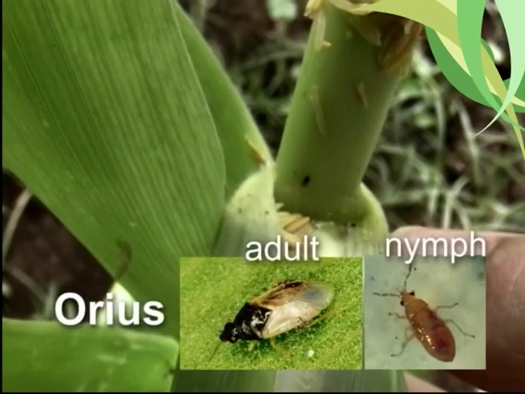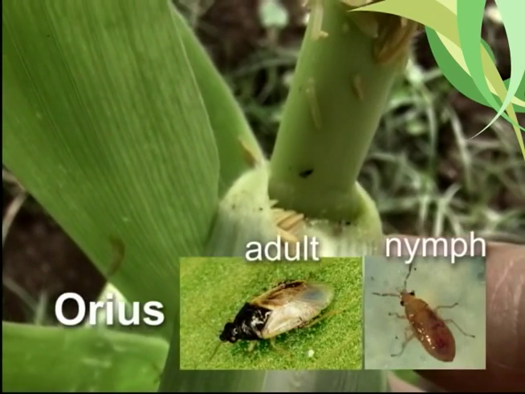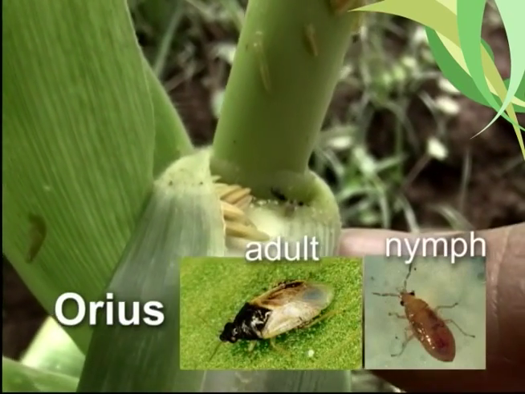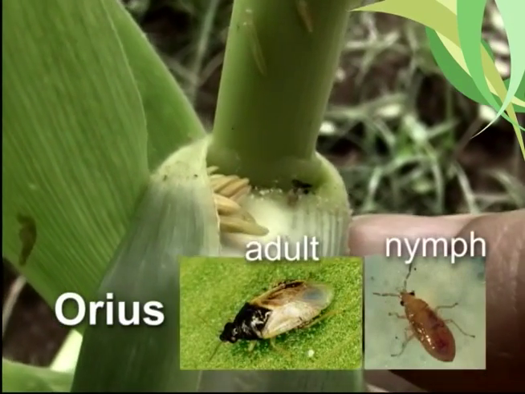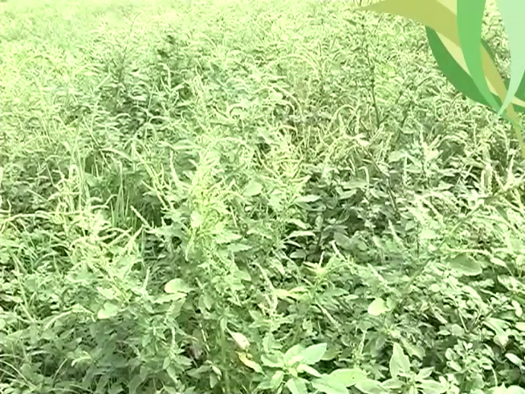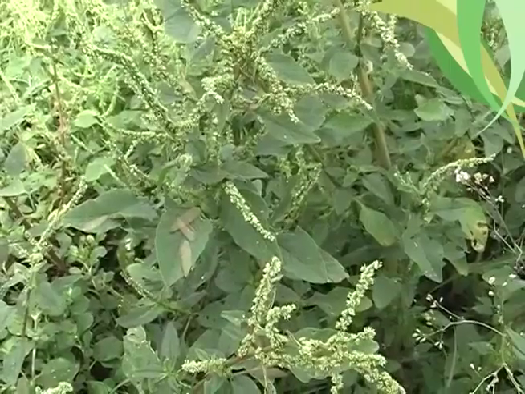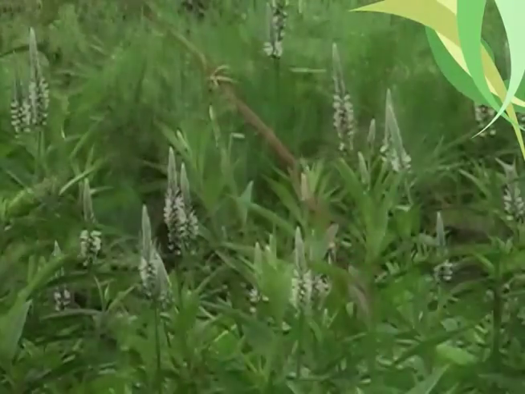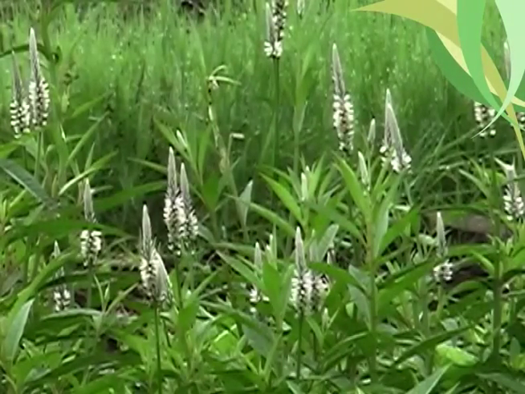Orius is another very effective natural enemy of the corn borer. It feeds on the eggs and young larvae of corn borer and other Lepidoptera. It also feeds on thrips. In the field, Orius and spiders utilize the weed species Amaranthus spinosus, Amaranthus viridis, and Celosia as refuge.